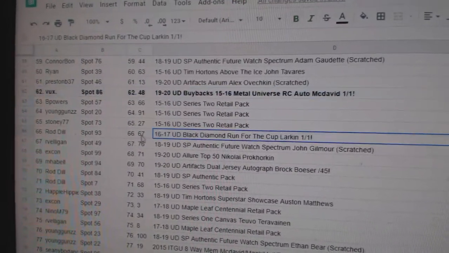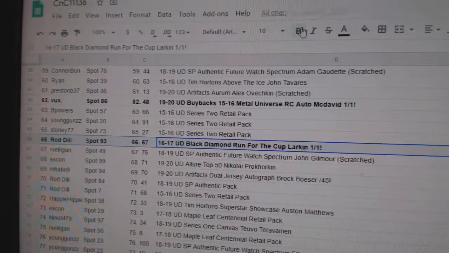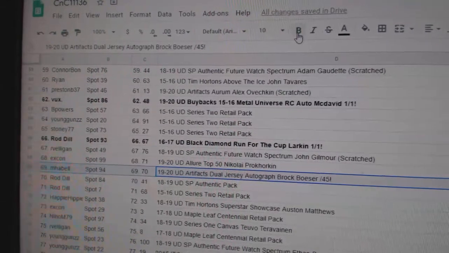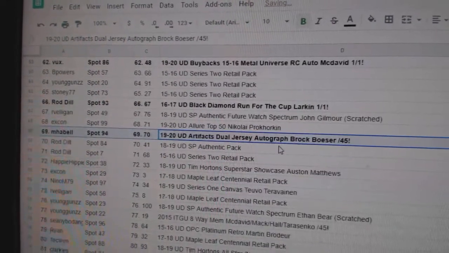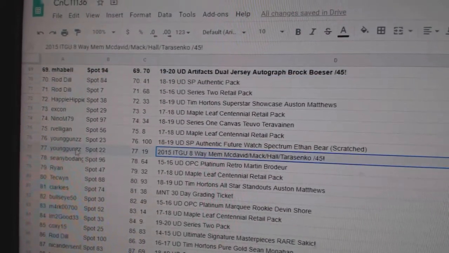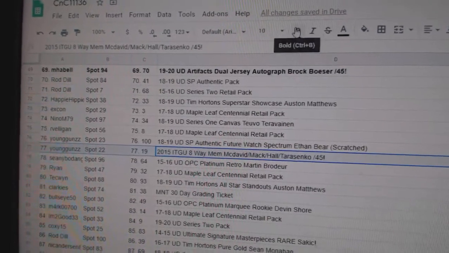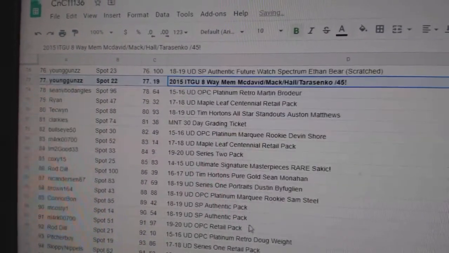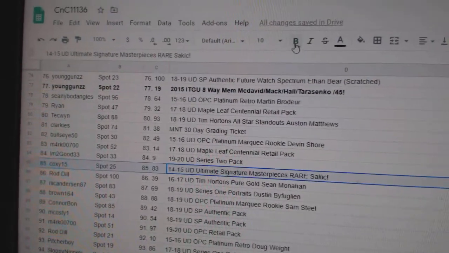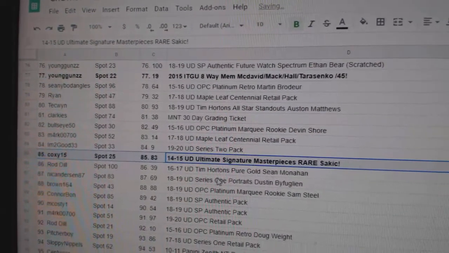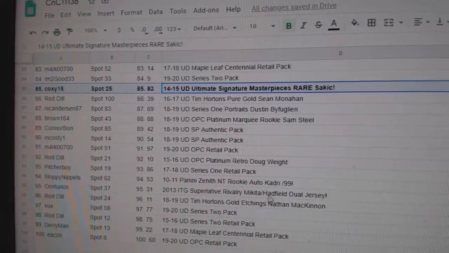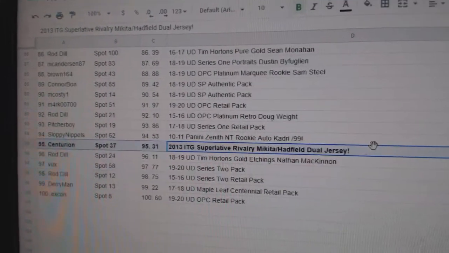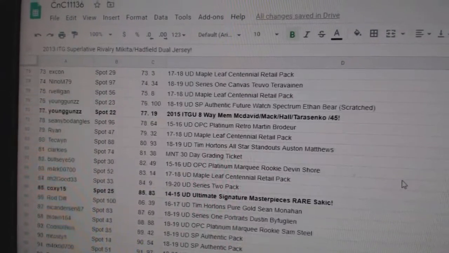Wow. The Larkin 1 of 1 goes to Rod Dill. The Besser goes to M. Hubbell. The McDavid Tarasenko McKinnon 8-way jersey goes to Young Guns. The Sakic goes to Coxie 15. The Makita Hatfield goes to Centurion. And I think that is all of them. I will double check.